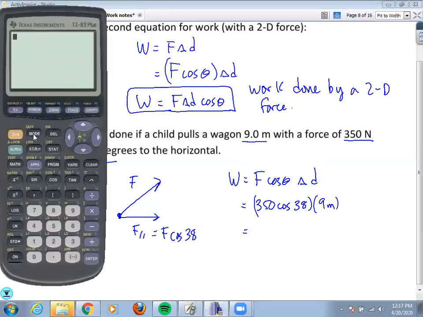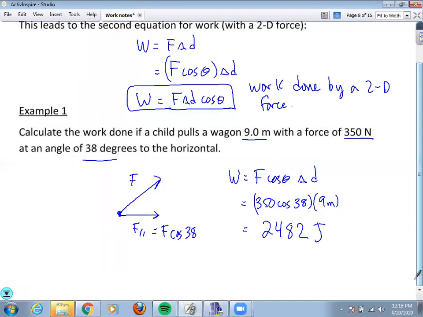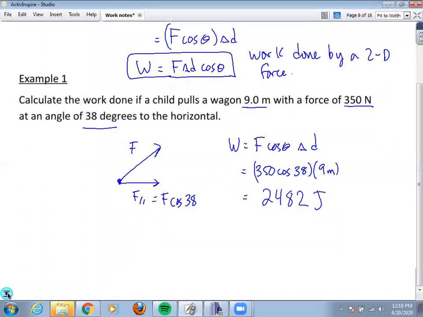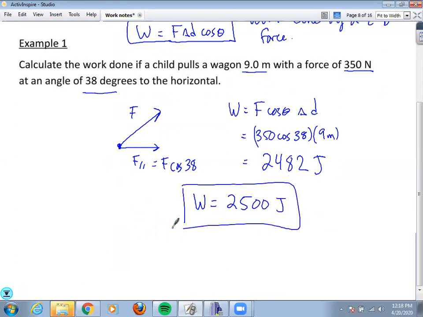Make sure we're in degrees. So 350 cos 38, and we'll multiply that by 9 meters. And you get 2,482 joules. Say figs, we need 2. So our final answer for work would be 2,500 joules. Okay, so hopefully that is a straightforward example of a force applied in 2 dimensions.